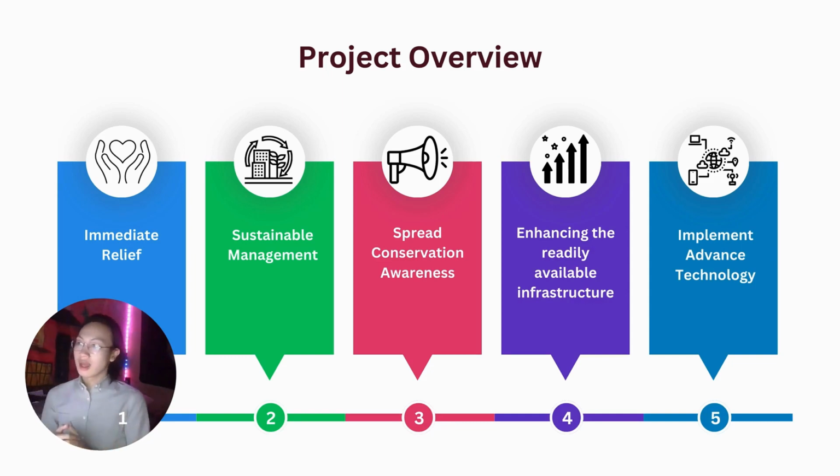The fourth one, enhancing the readily available infrastructure, is to assess and upgrade the existing outdated water pipeline, storage tanks, and pumping system to eliminate the bottleneck and inefficiencies. And the last one is to implement advanced technology. We try to deploy an IoT-based monitoring and control system, for example, smart water leak detection, and so on.